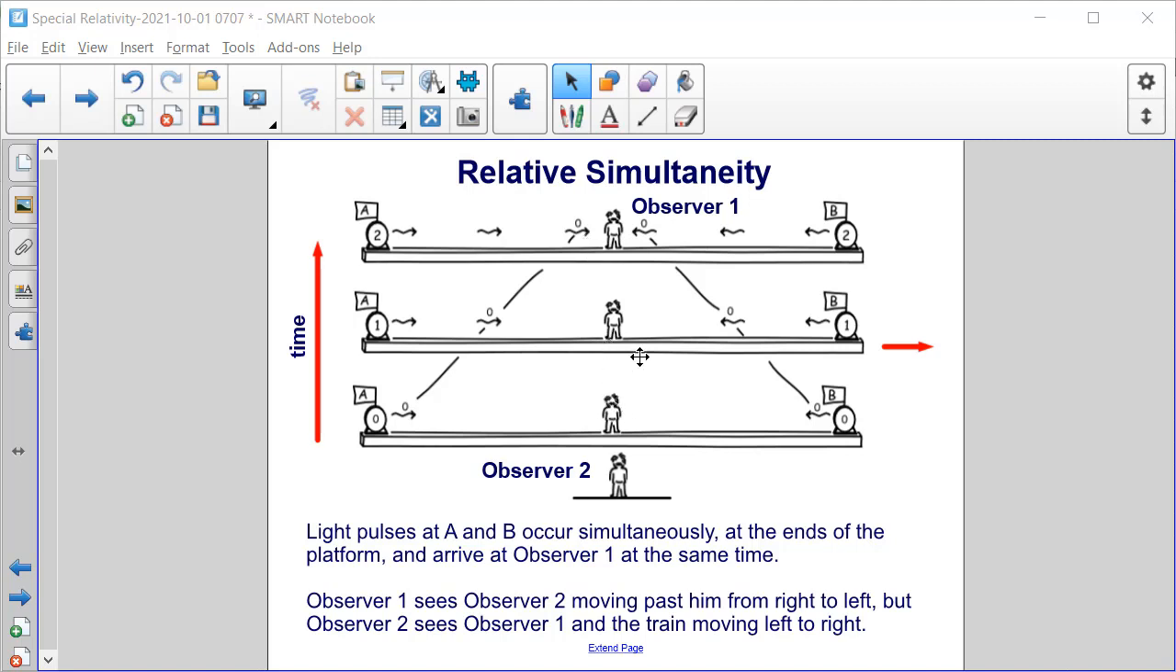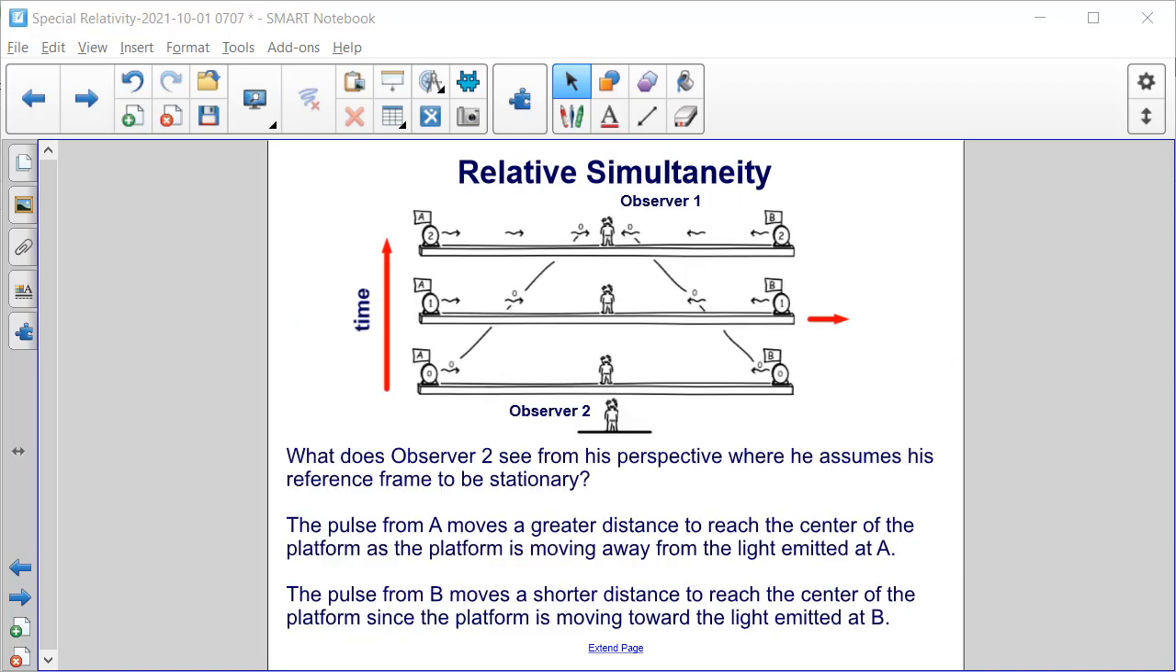Well, observer 1 on the train sees observer 2 moving past him from right to left, but observer 2 sees observer 1 and the train moving from left to right. Now, observer 2 from his stationary reference point sees observer 1 pass him from left to right. But what about these light pulses? What does observer 2 see?